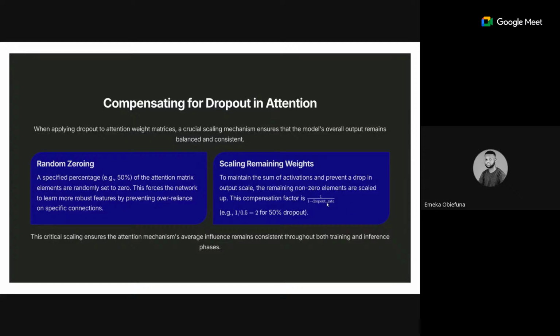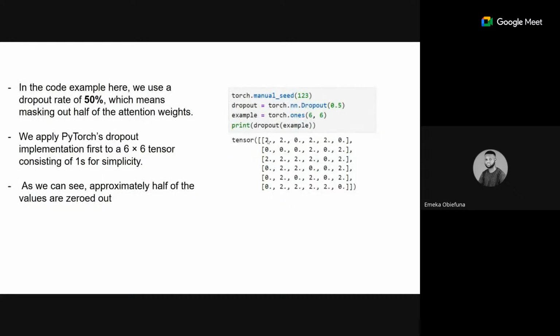Remember that the dropout rate that we used is 0.5. So if you do 1 minus 0.5, it's going to give you 1/0.5, and 1/0.5 gives you 2. So you are going to get 2 for your 50% dropout. That explains the reason why we have 2 here. It's because it's rescaling. This is what the dropout is going to give you.